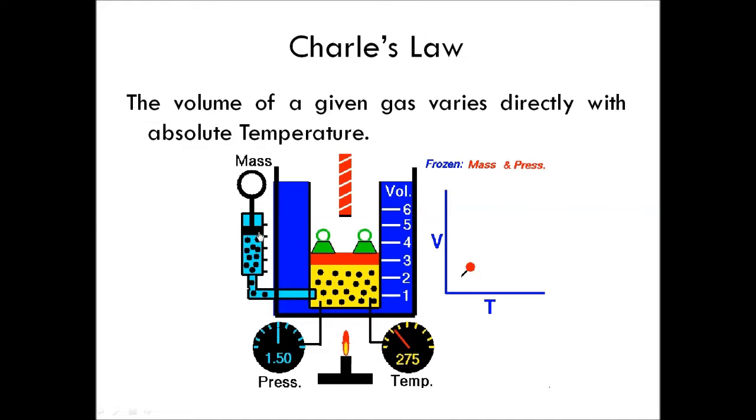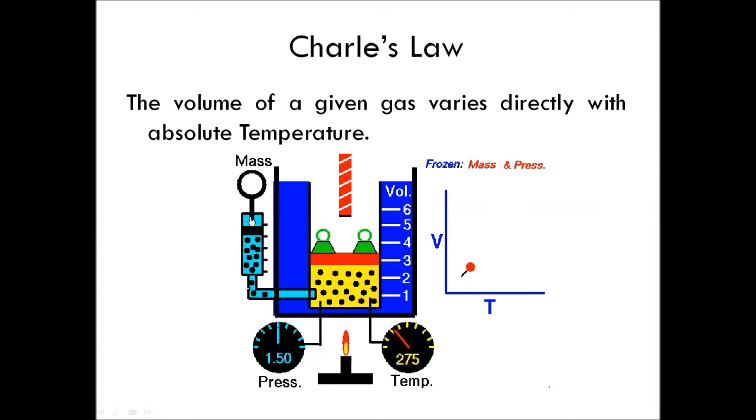So first of all, the statement of Charles's law: the volume of a given gas varies directly with absolute temperature. It means if your temperature increases, your volume should increase, but at a given condition your pressure should be constant. So here is an animation.